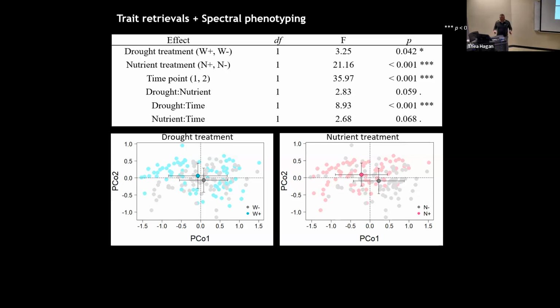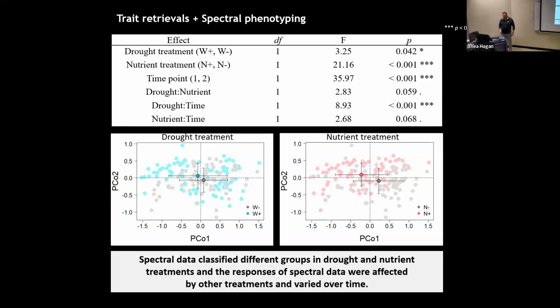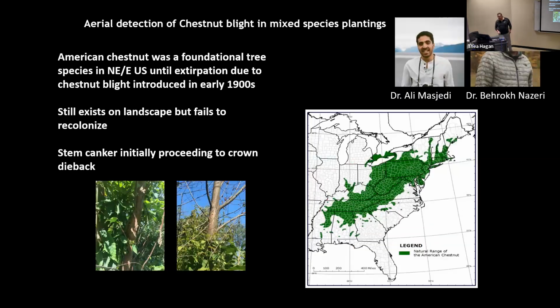So imagine this being the first layer in a decision tree. It looks like something's wrong. It could be drought, it could be X, Y, or Z. Then you layer on all the other functional trait responses to try and get at a higher probability of coming up with the correct stressor. So we're able to classify these things and see how they respond to different treatments over time.